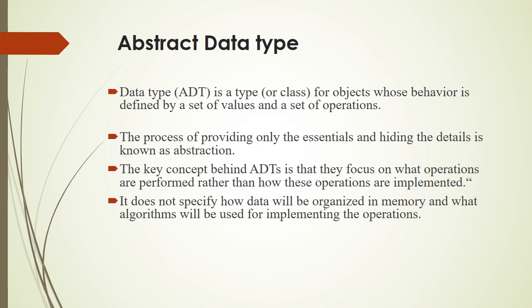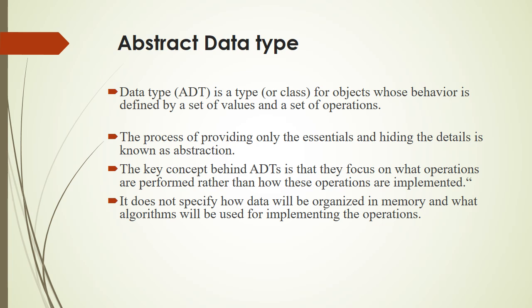Abstract data type. An abstract data type is a model for a data structure that specifies the type of data stored, the operations that can be performed on them, and the types of parameters for those operations. The key concept behind abstract data types is that they focus on what operations are performed rather than how these operations are implemented. It does not specify how data will be organized in memory, or what algorithm will be used for implementing the operation. It is called abstract because it gives an implementation independent view.